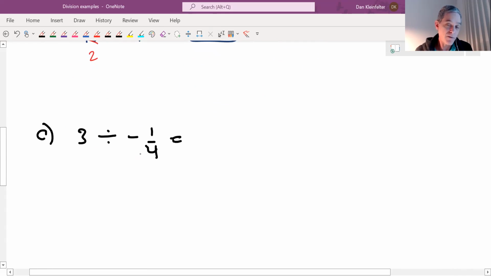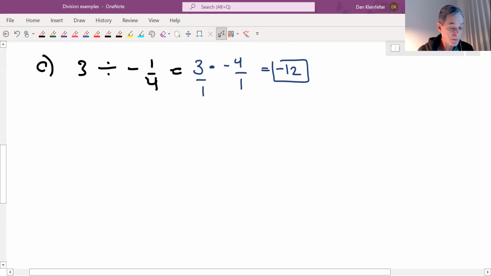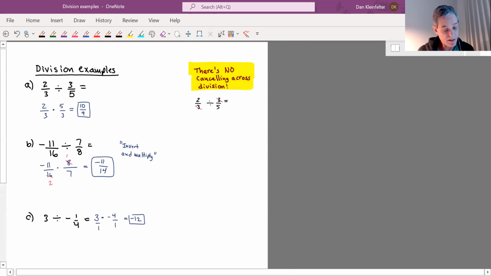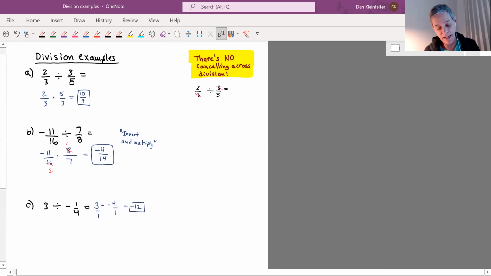Okay, next we have 3 divided by negative 1/4. That'll remain 3. We'll have it multiplied now times negative 4 over 1. 3 times negative 4 is negative 12. That's it. That's all we got. Okay, so we'll have some more examples next.